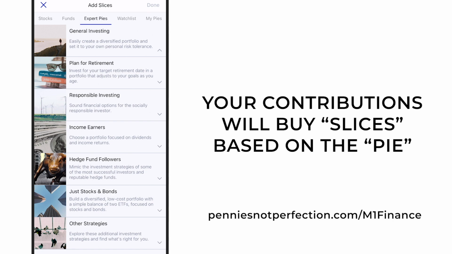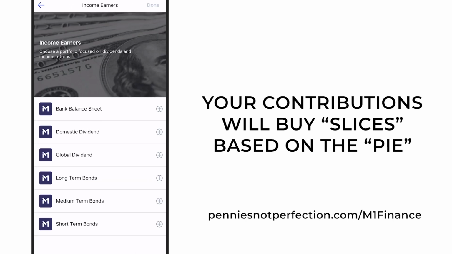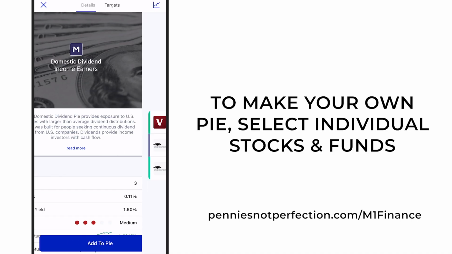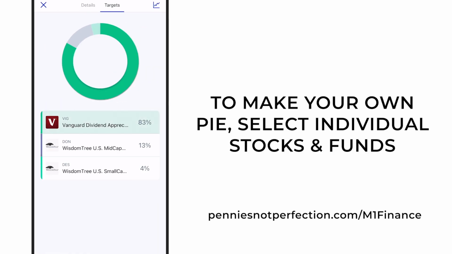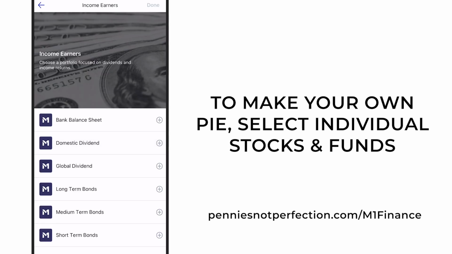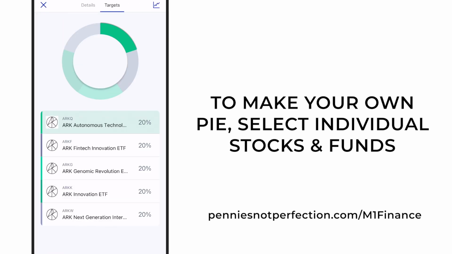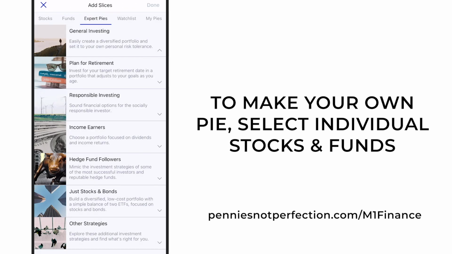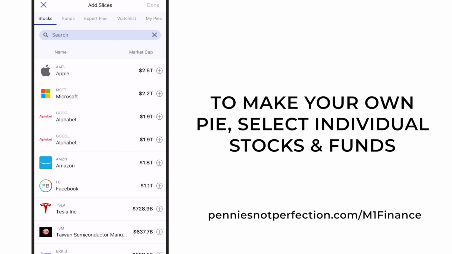M1 Finance is based on these automated pies. So when you put money in, it will be broken up and divvied up to match the target amount based on what you set with these pies. This is very different than many other investing platforms, but it's a great way to do automation and to make sure that your money is being split up and divvied up in ways that make you feel diversified and happy with your investments.